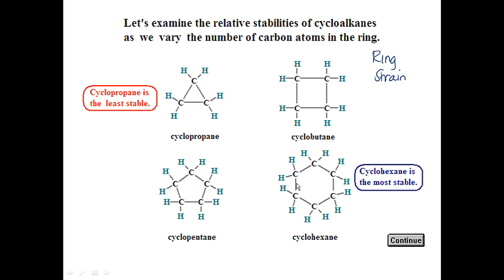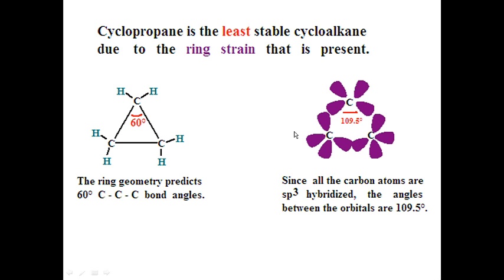And so cyclopropane has what's called ring strain. Cyclobutane has a little bit of ring strain. And so how do we know and rationalize that cyclopropane is the least stable, but cyclohexane is the most stable? Well, let's look at what a cyclopropane ring really looks like. It's a triangle with all of the sides the same. And therefore, we'd have a 60-degree bond angle between the carbons.